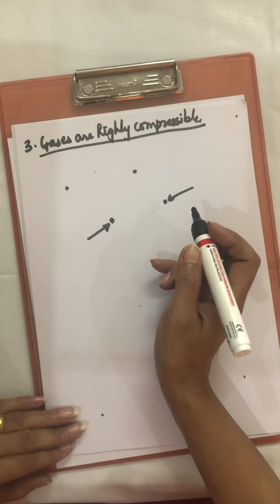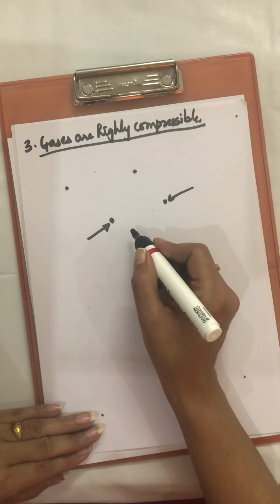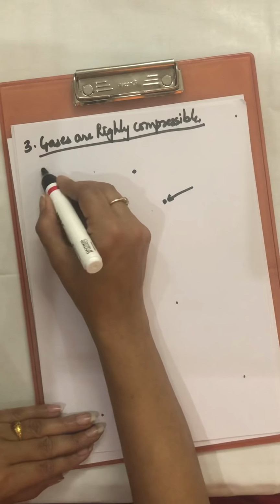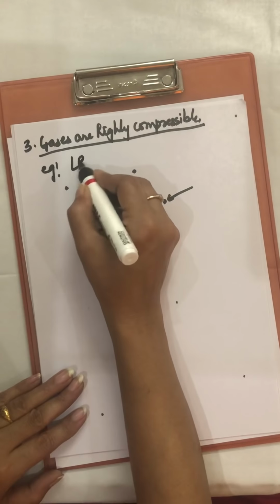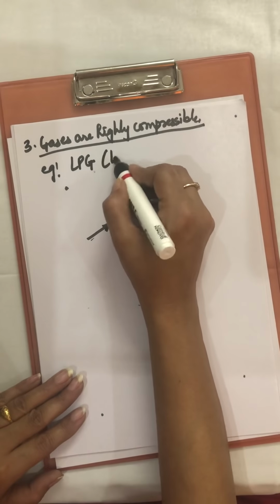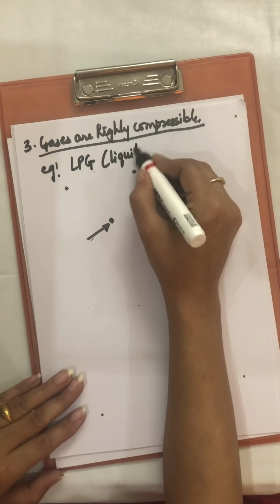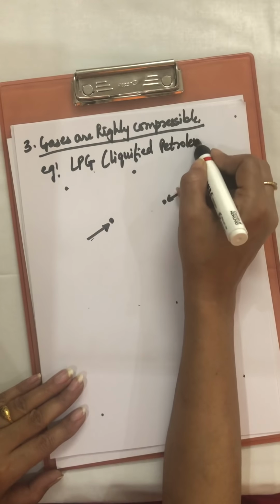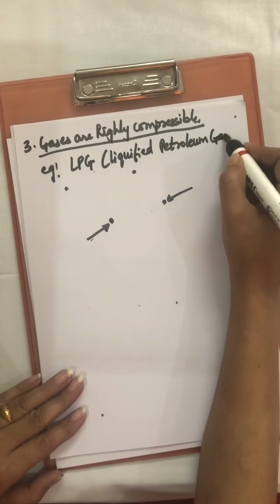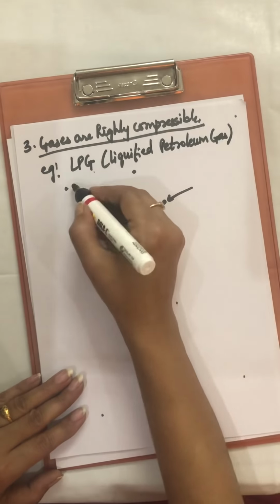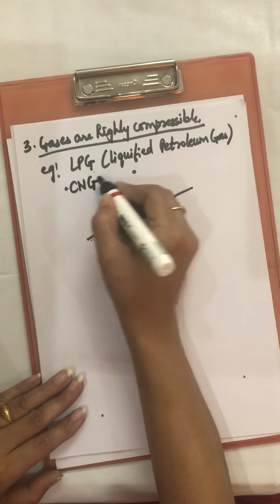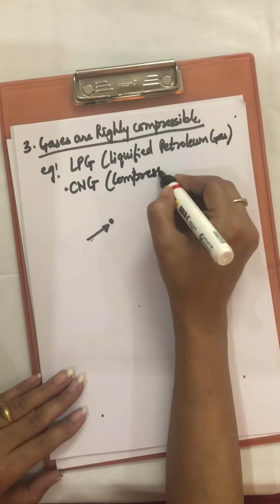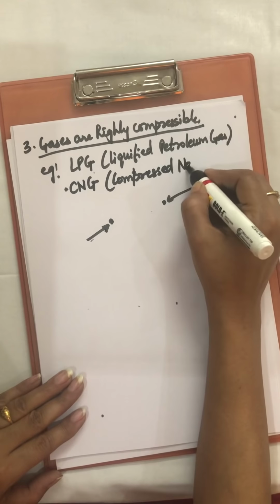This means that gases can be easily compressed by applying pressure. Example, LPG. Full form of LPG is liquefied petroleum gas, which we use in our kitchens. Another example, CNG, full form compressed natural gas.